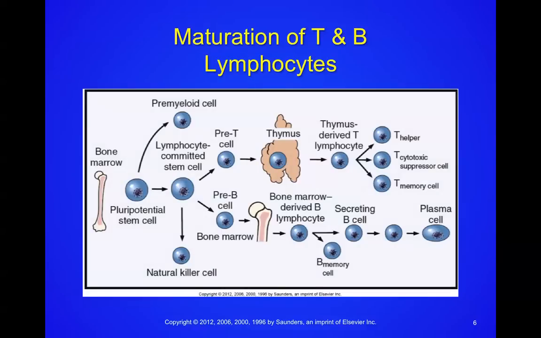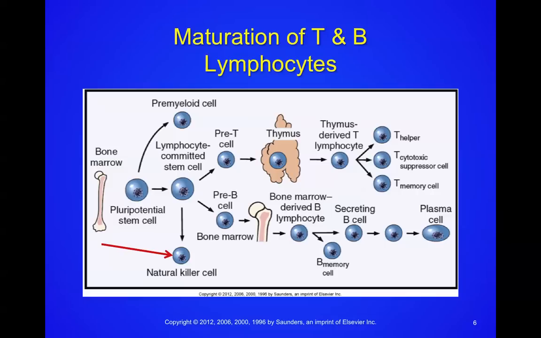Pluripotential stem cells in the bone marrow develop into all of the various cells found in the blood. Premyeloid cells give rise to the blood cells of the myeloid lineage, which includes those leukocytes primarily involved in innate defense, but also includes the red blood cells, or erythrocytes, and the platelets. Lymphocyte-committed stem cells give rise to three lymphoid cell lineages: T cells, which mature in the thymus, and B cells, which mature in the bone marrow. And finally, the NK cells, natural killer cells.